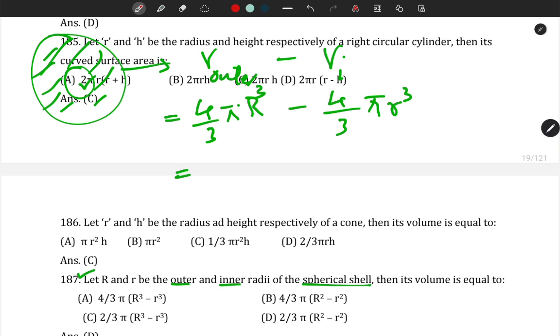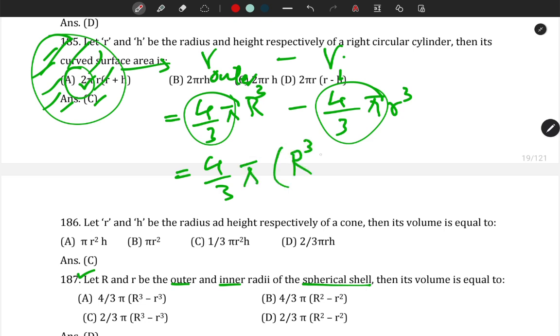Then we can see 4 by 3 pi is common in both the terms. So we'll take 4 by 3 pi common. We'll be left with capital R cube minus small r cube. So the correct option is option A, not option D.